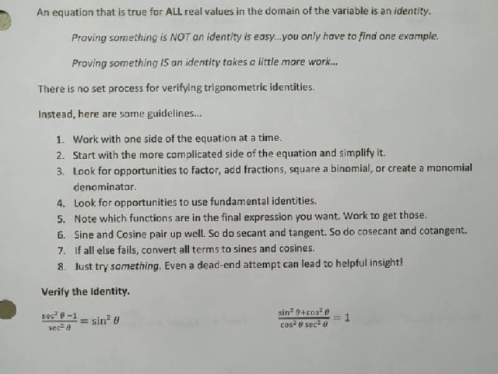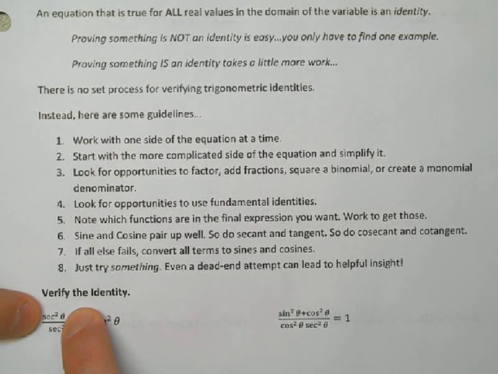It's much easier to take the complicated side and whittle it down by factoring and by rearranging and by getting rid of fractions and by using sine squared plus cosine squared is equal to 1 and things like that. It's much easier to use this and take it and whittle it down to get sine squared. So that's what we want to do. Pick the complicated side of the equation, simplify it. Look for opportunities while you're doing this to factor, to add fractions by finding common denominators. Look for places where you can square any binomials, two-term expressions. Look for places to create a single-term denominator.